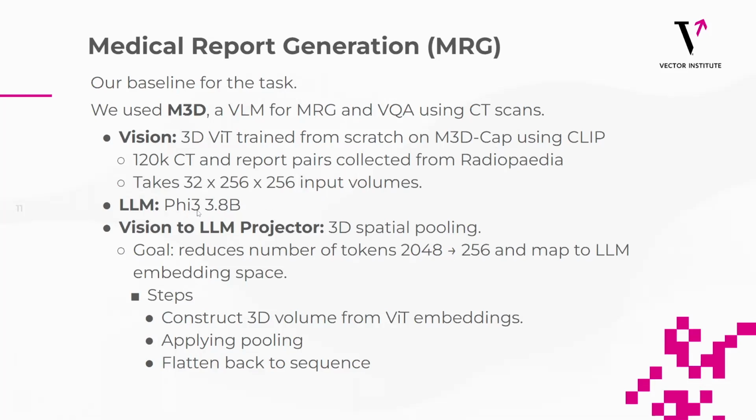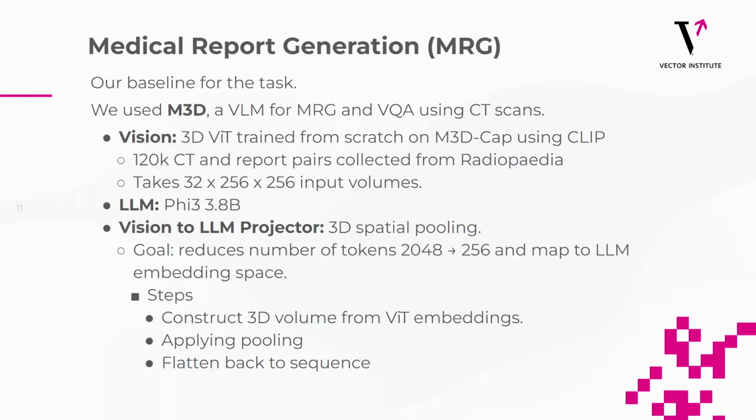And then for the LLM we used Phi-3 mini. And then this is the important part, the projector. They use the 3D spatial pooling projector, and the goal of this projector is to reduce the number of tokens. If you have a 3D volume, you're going to get a lot of tokens that need to be input into the LLM because you have a lot of patches to process. This can become very compute heavy very quickly. So the goal of the projector is to reduce the number of tokens. They reduce it from 2,000 down to 256.